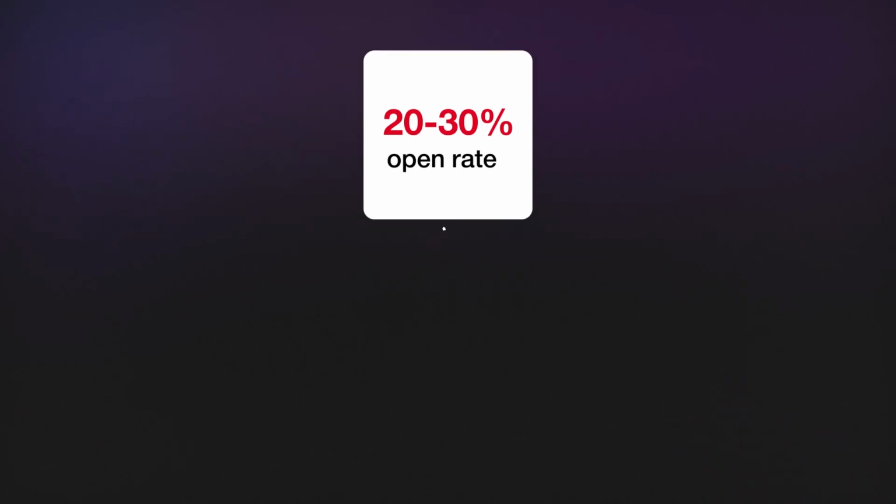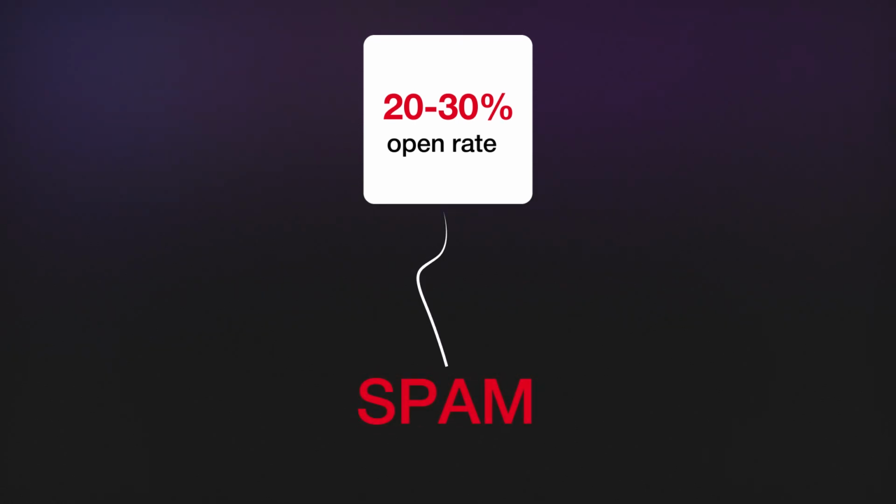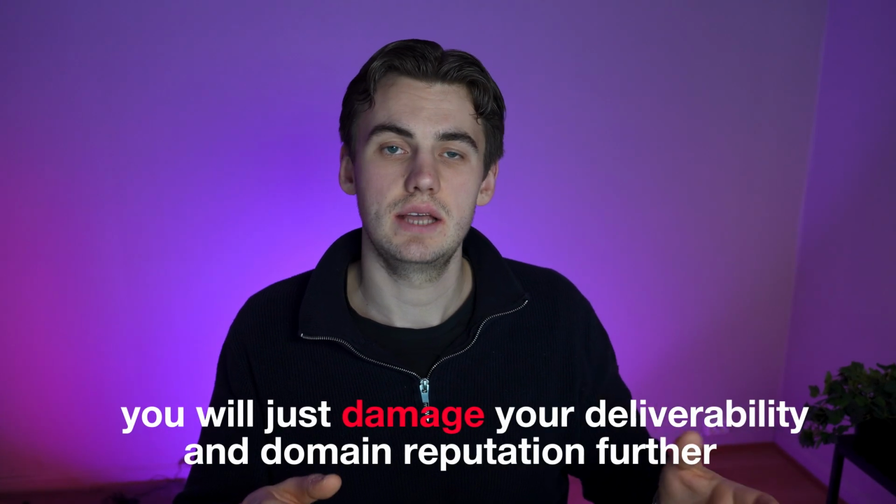Okay, so let's go through the process to fix this problem. Maybe you are already sending out email campaigns and you have like 20 or 30% open rates, which means probably a lot of your emails are landing in spam. People are not opening, people are not engaging with your emails, and if you keep sending them with 20 to 30% open rates, you will just damage your deliverability and domain reputation further, and more of your emails will start landing in the spam folders, which obviously isn't good at all.